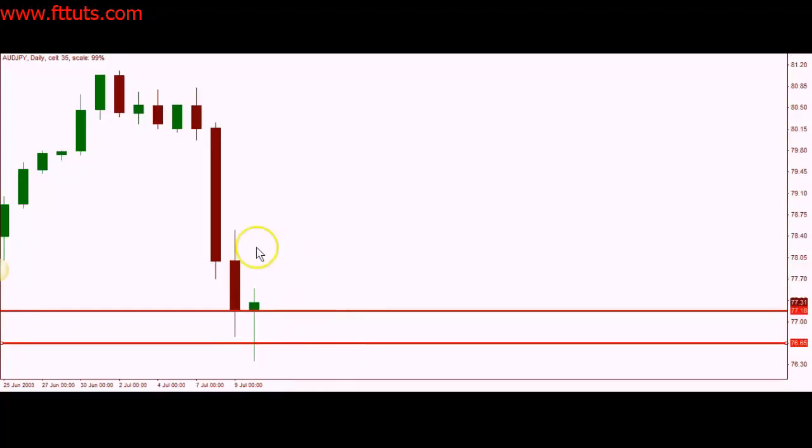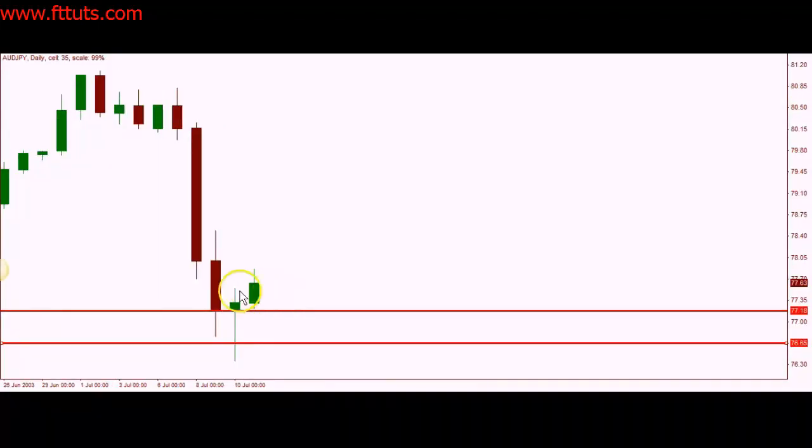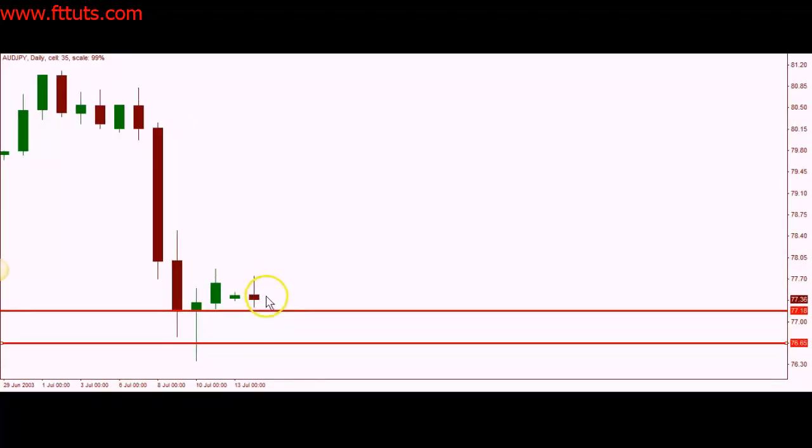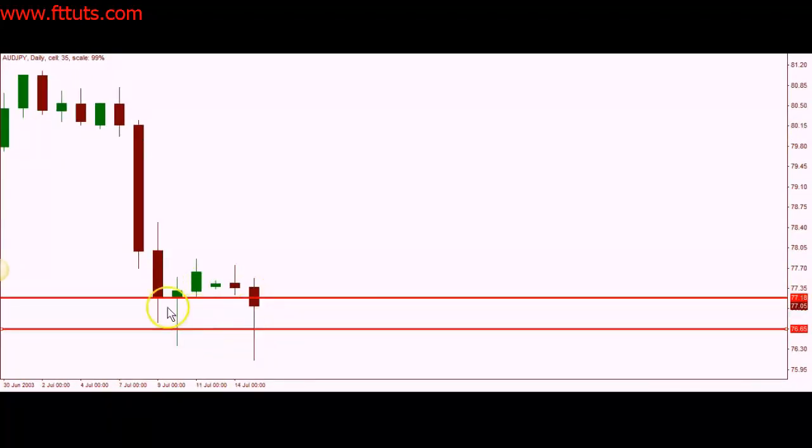But then we had a hammer developed here, so this looked like a really good hammer too. So it would have been a trade that I probably would have looked at taking, and more than likely would have taken. And you could see the market attempted to move higher, then it took me out with indecision, then dropped to the downside. Made another hammer here at support.